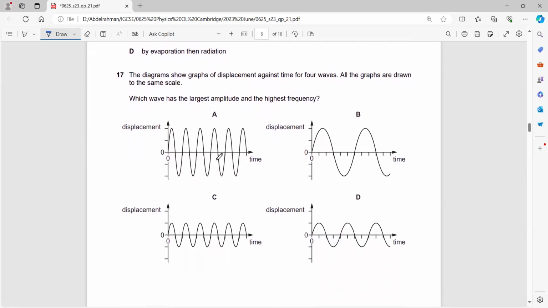Diagrams show graphs of displacement. Which wave has the largest amplitude and highest frequency? Largest amplitude and highest frequency would definitely be A.